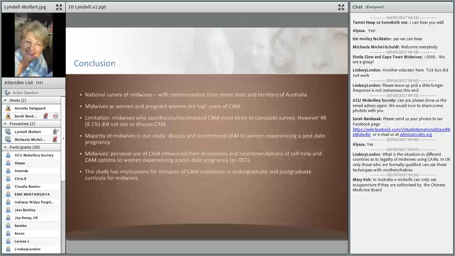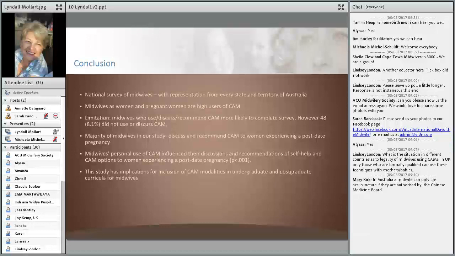So in conclusion, we were able to undertake a national survey of Australian midwives with representation from every state and territory in Australia. The evidence shows that women and pregnant women are high users of complementary therapy and alternative medicines. And as the majority of midwives are women, it is expected that many midwives would personally use CAM in their own health and well-being and in their own pregnancies.